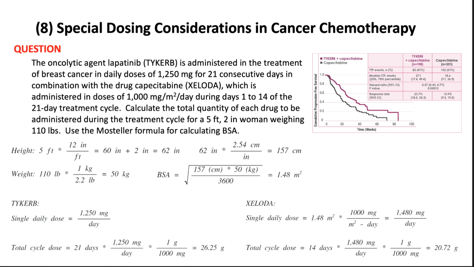Convert that to grams by multiplying by 1 gram per every 1,000 milligrams. Milligrams cancel. We get units of grams. And our final answer here would be 20.72 grams of the Xeloda. And that's how you would answer that question.